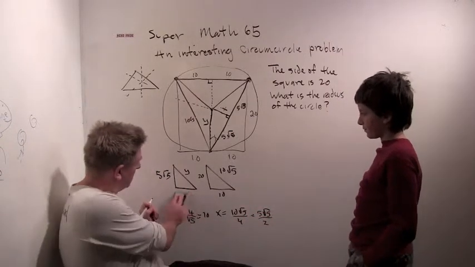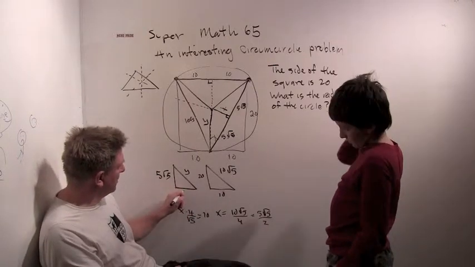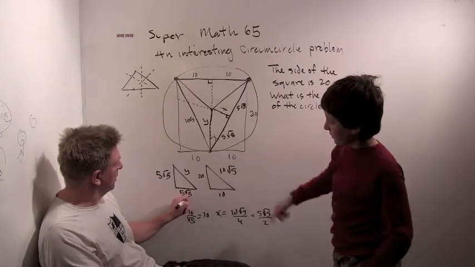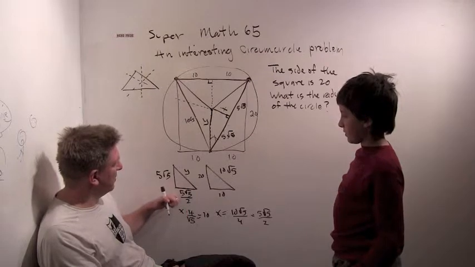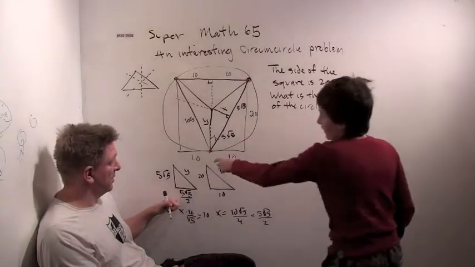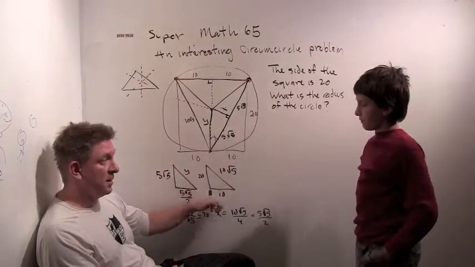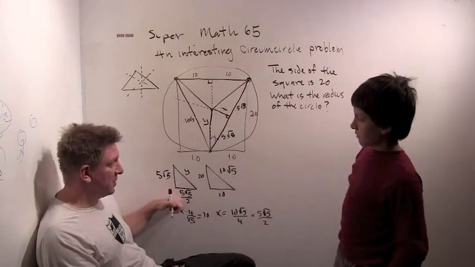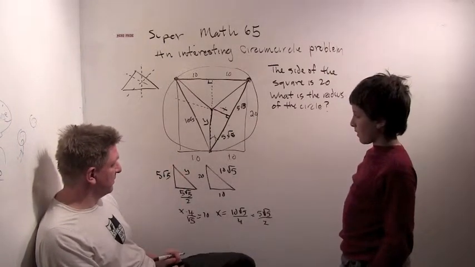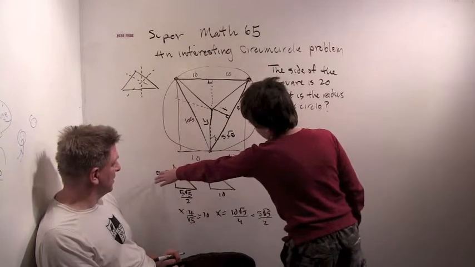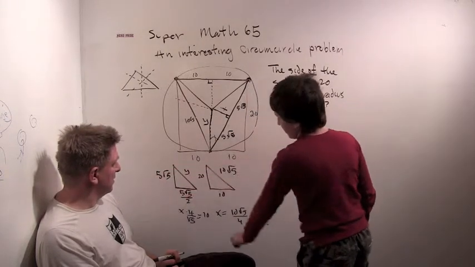Okay. What's the relationship between the long side and the short side? It's double. So how could I see this was 5 root 5 over 2 real quick? You just divide by 2. 20 to 10, divide by 2. 5 root 5, divide by 2. What's the long side now? Well, so this is 250. And this is 125.